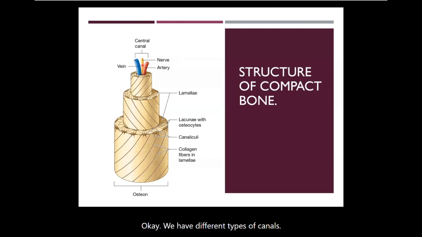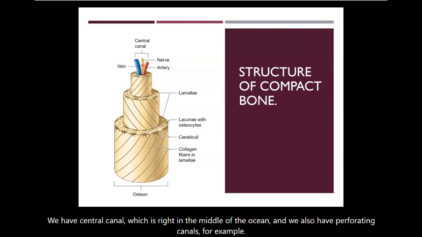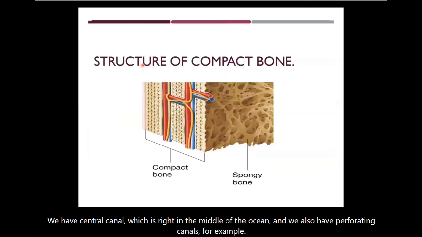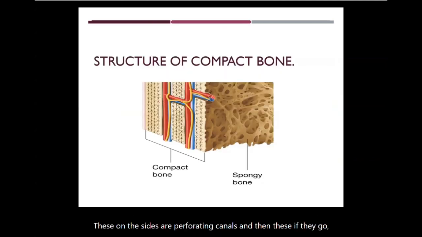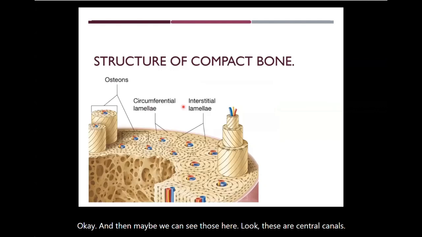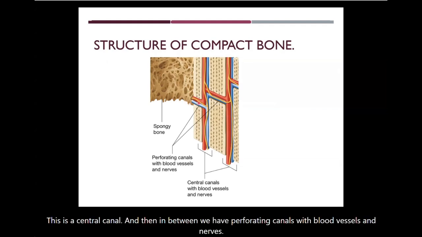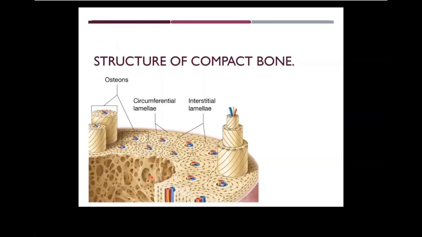Okay. We have different types of canals. We have the central canal, which is right in the middle of the osteon. And we also have perforating canals. For example, these on the sides are perforating canals. And these, if they lead to an osteon, like these straight ones, then they are central canals. Okay. And maybe we can see those here. Look, these are central canals. This is a central canal. And in between, we have perforating canals of blood vessels and nerves.